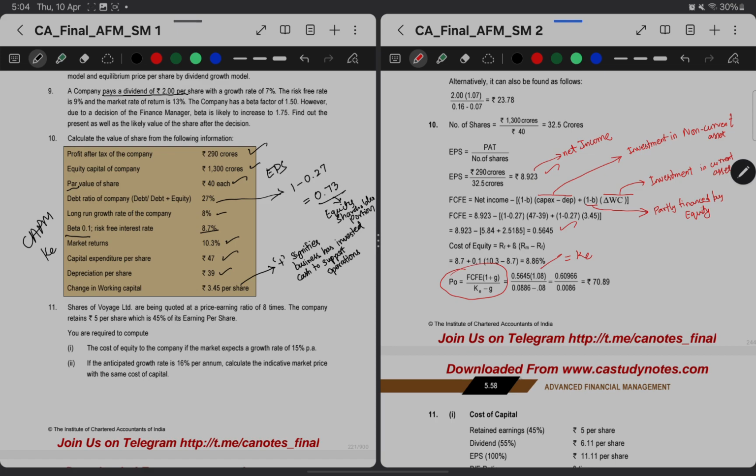We can substitute in our value of share formula. So FCFE multiplied by 1 plus growth rate divided by KE minus g, we are getting a value of 70.89. So this will be the value of share. Thank you.